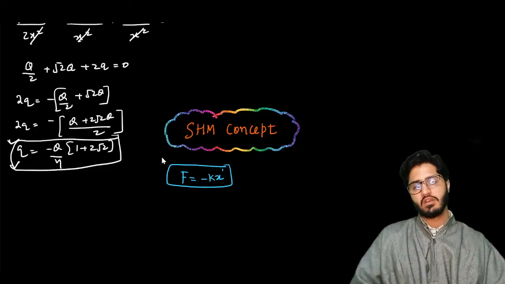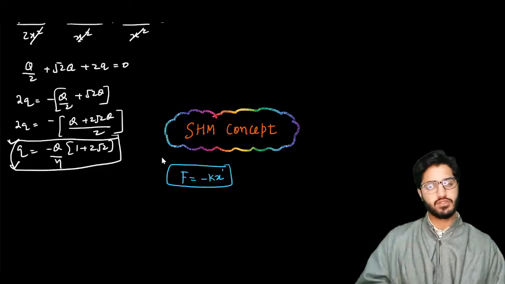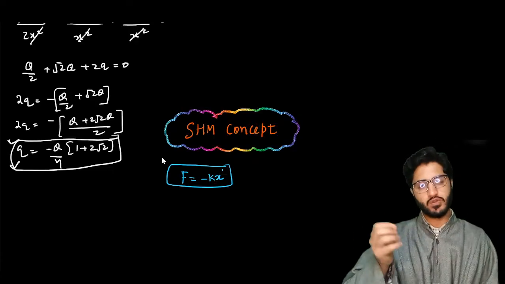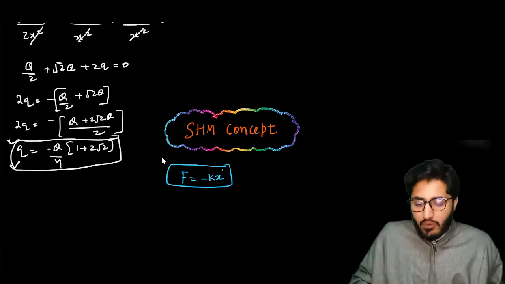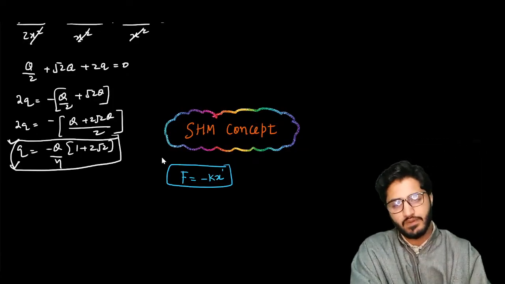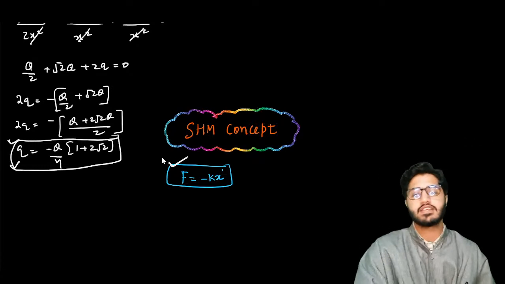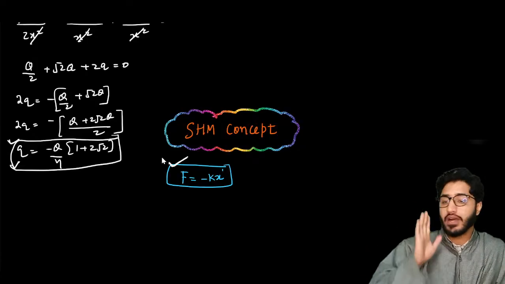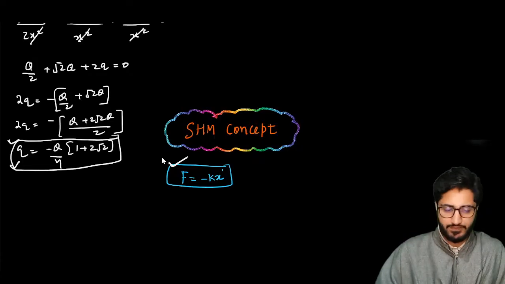Now look, we have one more concept known as SHM, simple harmonic motion. This chapter was in 11th standard, but you can see its application here also. So what basically you have to learn from SHM: if your particle obeys this equation, that my force is equal to minus kx to power 1, this particular motion is known as SHM.